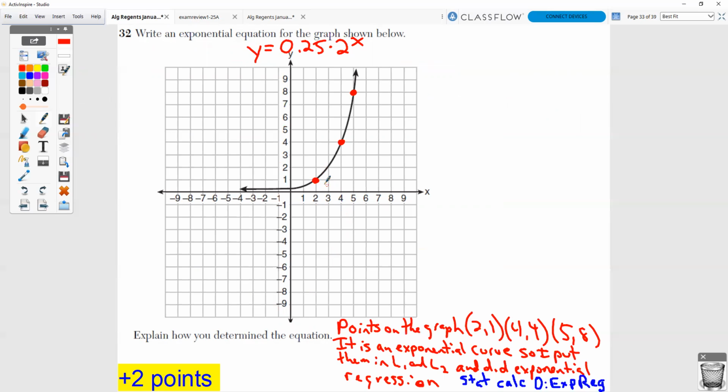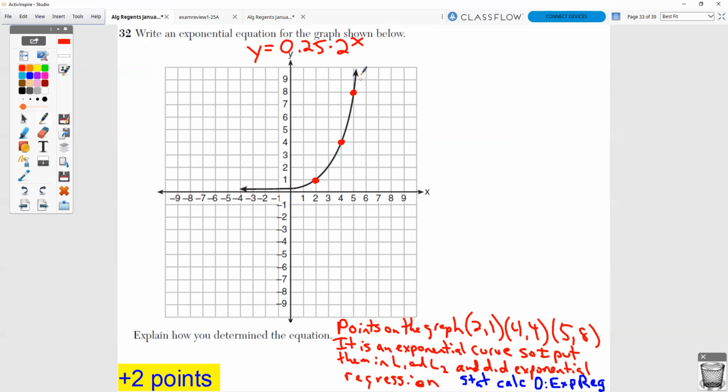In number 32, write an exponential equation for the graph shown below. Now, this one's a little bit tricky. They didn't have these red dots, but you want to see where that line crosses the background grid. So my 3 points on the graph are over 2 up 1, over 4 up 4, over 5 up 8. These are my 3 points that I'm going to type into my stat calc.